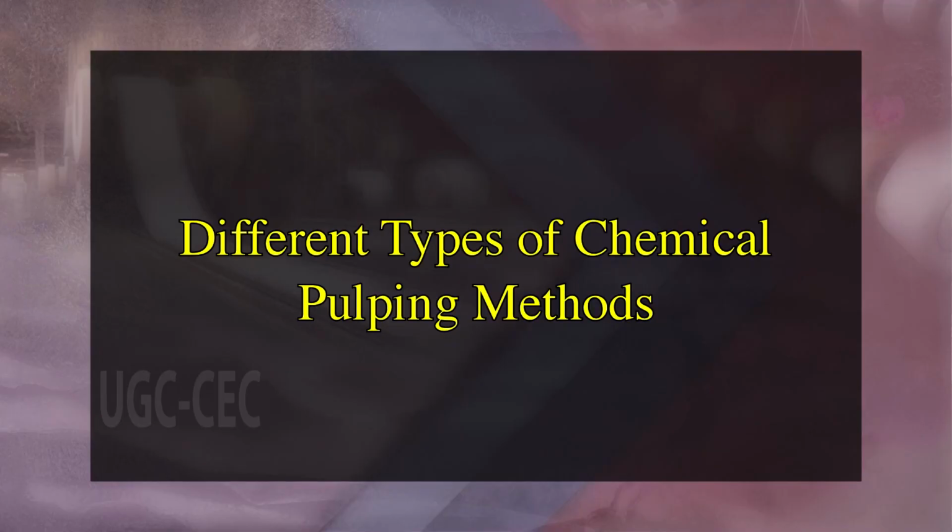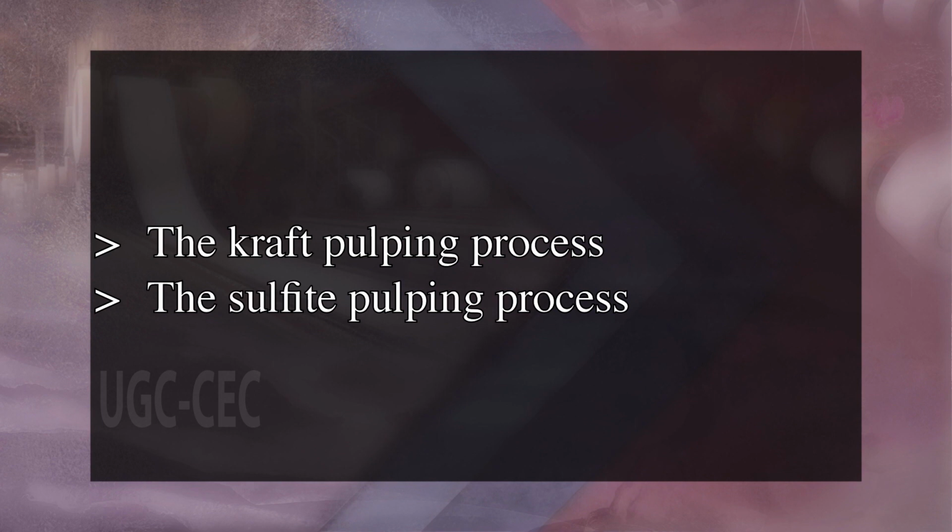This is done to achieve a higher whiteness. Commonly used bleaching equipment includes the disc filter, twin roll press, single screw press, etc. Now let's take a closer look at different types of chemical pulping methods. The two main types of chemical pulping methods are kraft pulping and sulfite pulping.